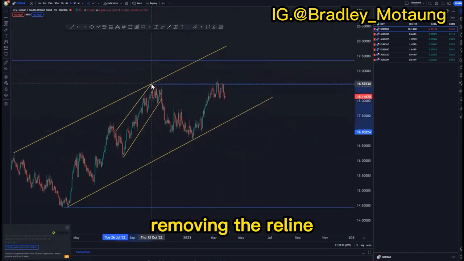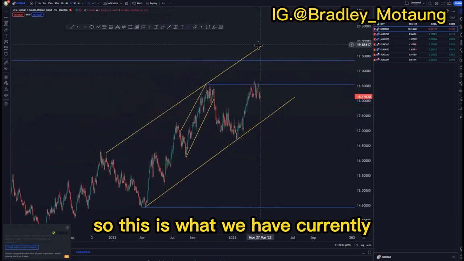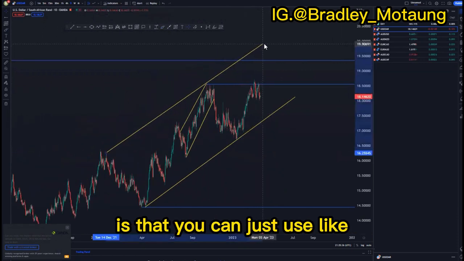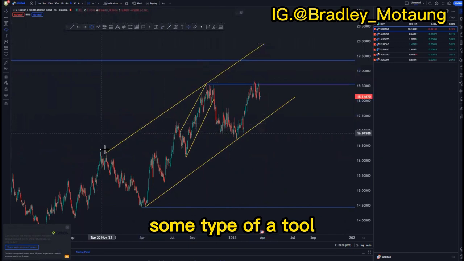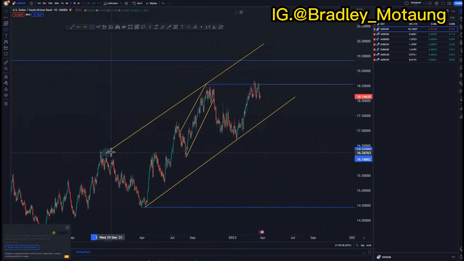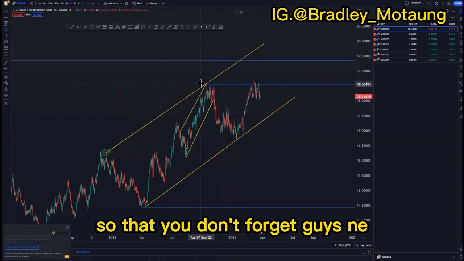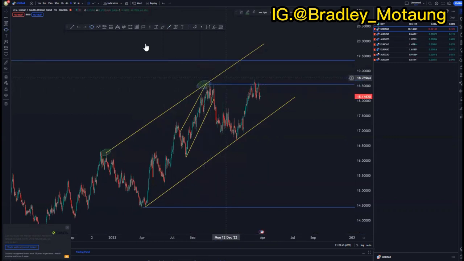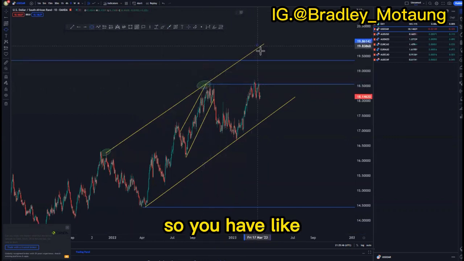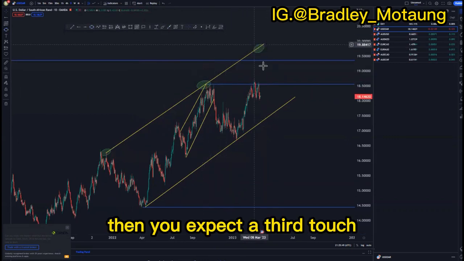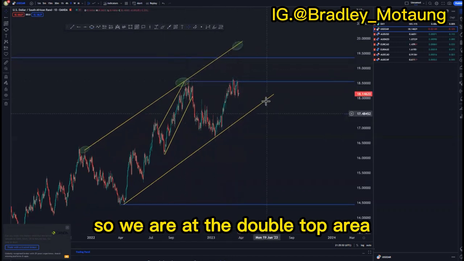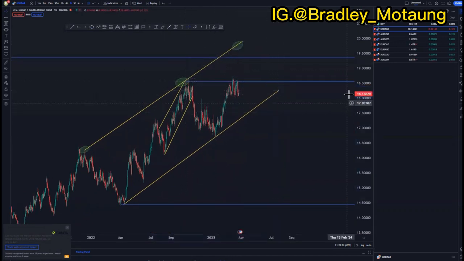And then after removing the ray line, this is what we have currently. And then what you can do is use some type of a tool whereby you just do this. You cater for those touches so that you don't forget, guys. So that you don't forget. So you have this type of scenario, and then you expect the third touch. So we are at the double top area, but still you expect a third touch.